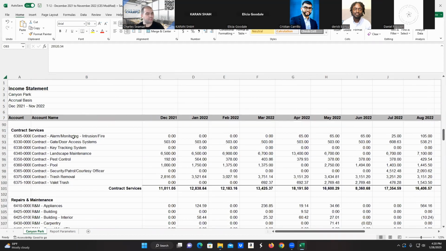Okay, so then we have contract services. What is a contract service? Let's start with that. Who wants to explain what that is? Things that are not done by in-house people. In part, but there's a little more to it than that, because there could be some things that you outsource that wouldn't necessarily be a contract service.